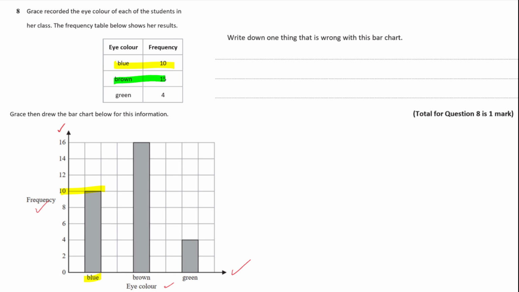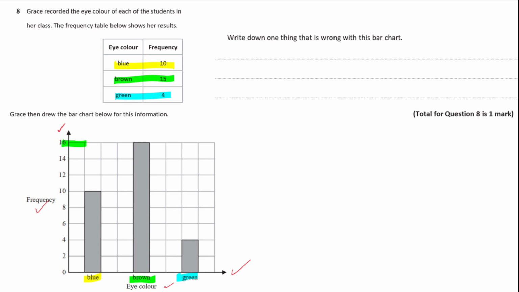Brown should be at a height of 15. Here's brown. Oh dear, there's the problem there, isn't it? So this bar here is the wrong height. Let's just double check green while I'm at it. Green should be 4. Here's 4. Here's green, sorry, and that is at the height 4. So it's that brown bar height that is in error, isn't it?